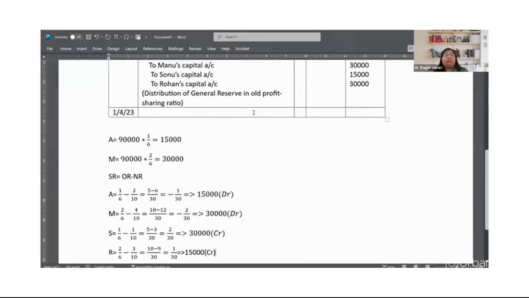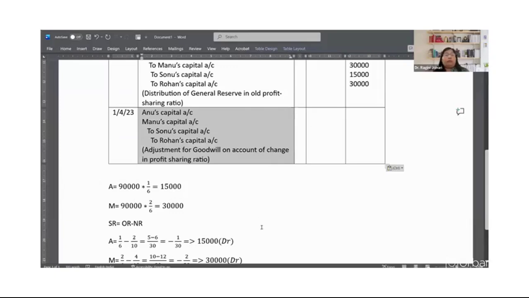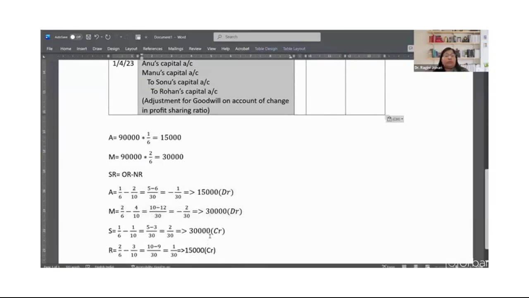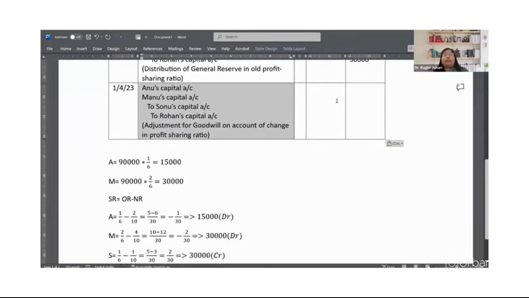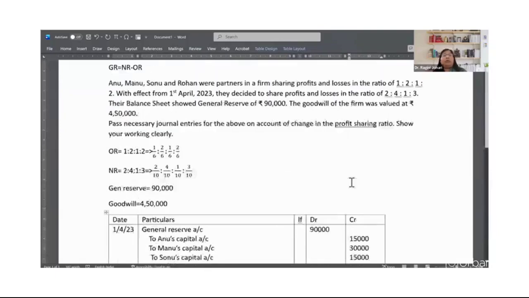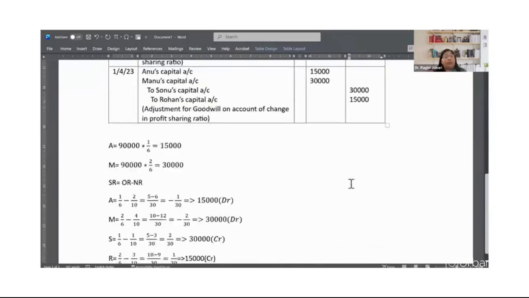Okay, the same can be posted here as well. So what do we post here now? Manu's capital account, as we can see, is to be debited and these accounts to be credited. So this is 15,000, this is 30,000, right? And then again, this is 30,000 and this is 15,000. This is how the goodwill is distributed when there is a change in the profit share ratio.